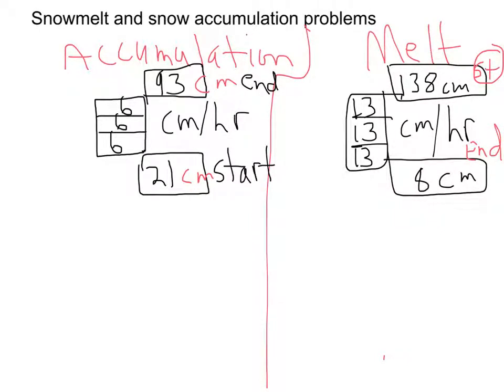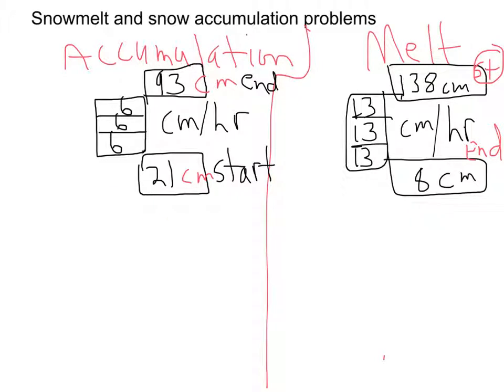We're going to talk about snow melt and snow accumulation problems that we do in class, where we have to write an equation with an initial value and a rate and then a final value. So on the left side here we're going to look at accumulation problems, right?